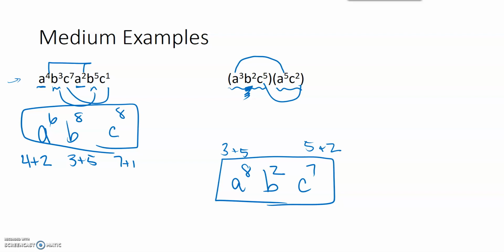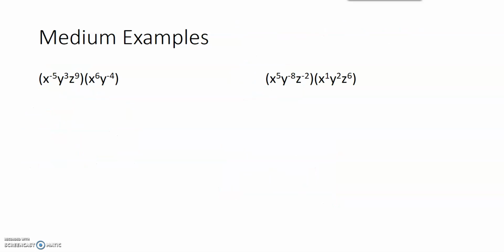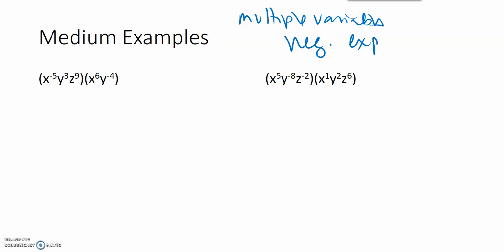Again, what makes this a medium example is that I have multiple variables. And typically, the problems you're going to see are going to have multiple variables in them. You're going to see things that look like this. Okay? I've got another medium example type, and if you notice, I have multiple variables here again. But I also have negative exponents.